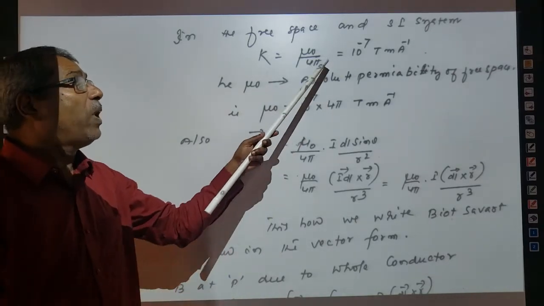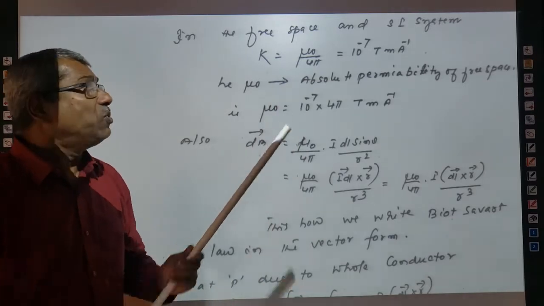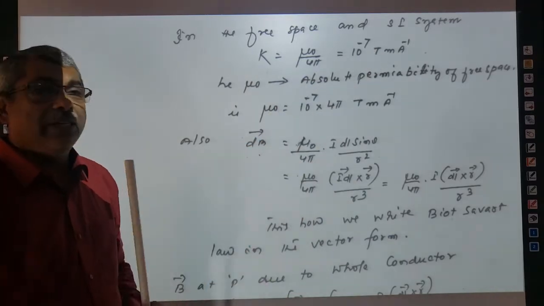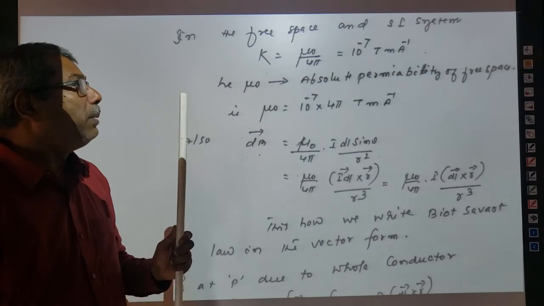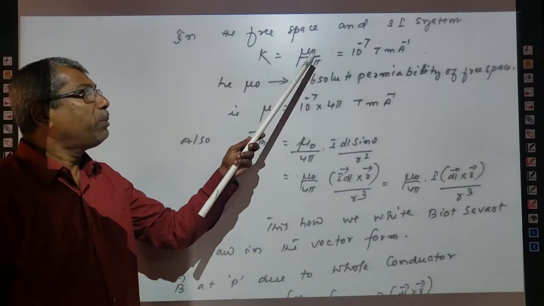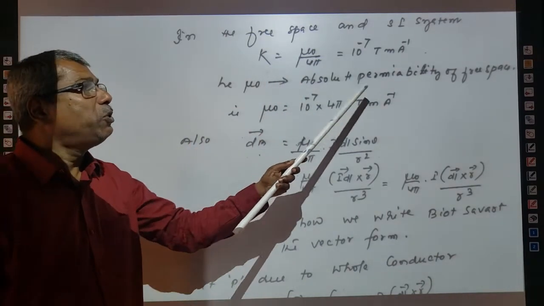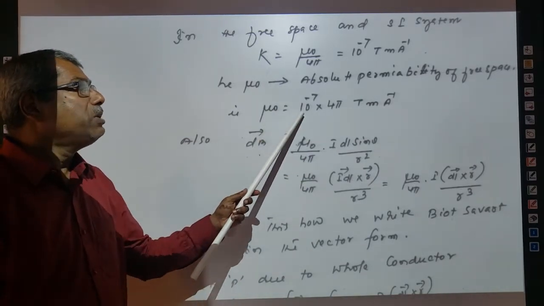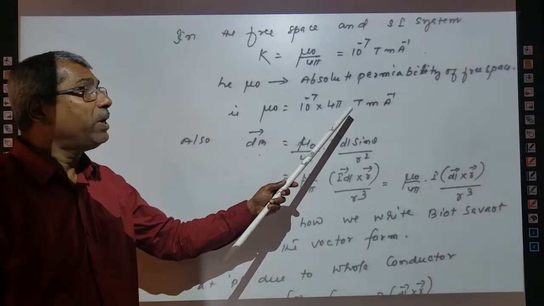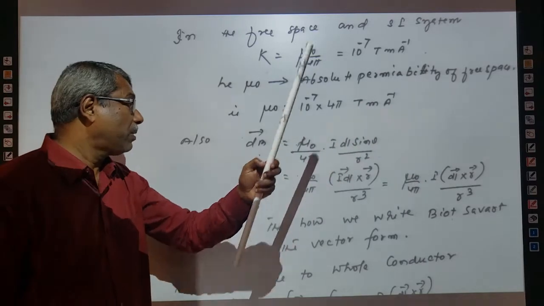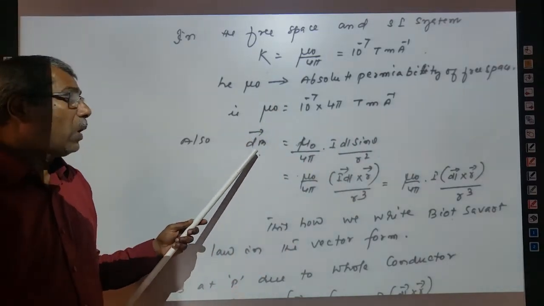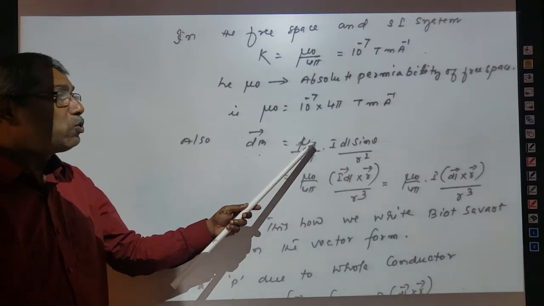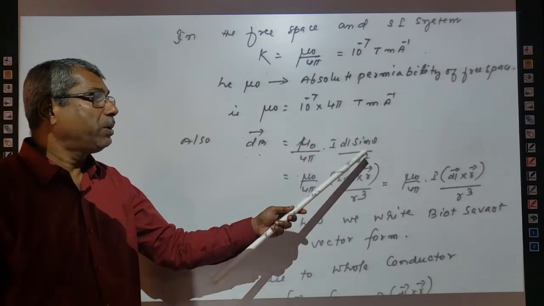Mu 0 by 4 pi, the value is equal to 10 raised to minus 7. See the unit of this quantity K? Tesla meter per ampere. And also, where mu 0 is the absolute permeability of free space, mu 0 is equal to 10 raised to minus 7 into 4 pi Tesla meter per ampere. Also, we have dB is equal to mu 0 by 4 pi into I dl sin theta by r square, very clear.